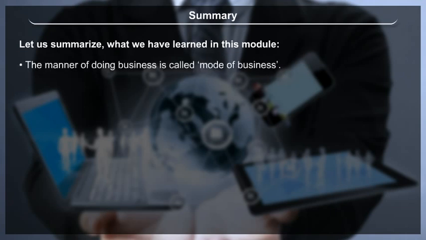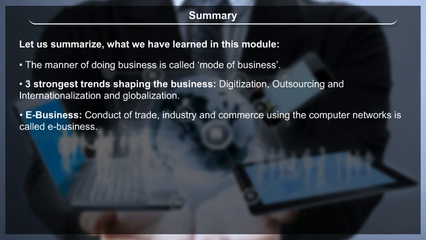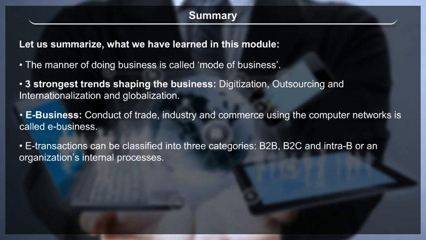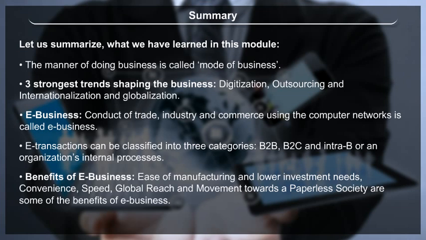Summary. Let us summarize what we have learned in this module. The manner of doing business is called mode of business. Three strongest trends shaping the business: digitization, outsourcing, and internationalization and globalization. E-business: conduct of trade, industry, and commerce using the computer networks is called e-business. E-transactions can be classified into three categories: B2B, B2C, and intra-B, or an organization's internal processes. Benefits of e-business: ease of manufacturing and lower investment needs, convenience, speed, global reach, and movement towards a paperless society are some of the benefits of e-business.